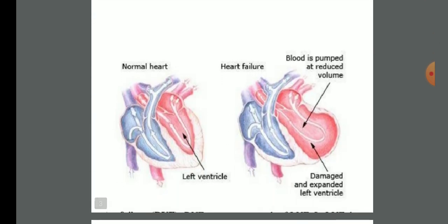In this diagram, we'll see the normal heart and the damaged heart, or heart failure. In the normal heart, the left and right ventricles are normal. But in the second diagram, the left ventricle is expanded and damaged. That's why blood is pumped at reduced volume.